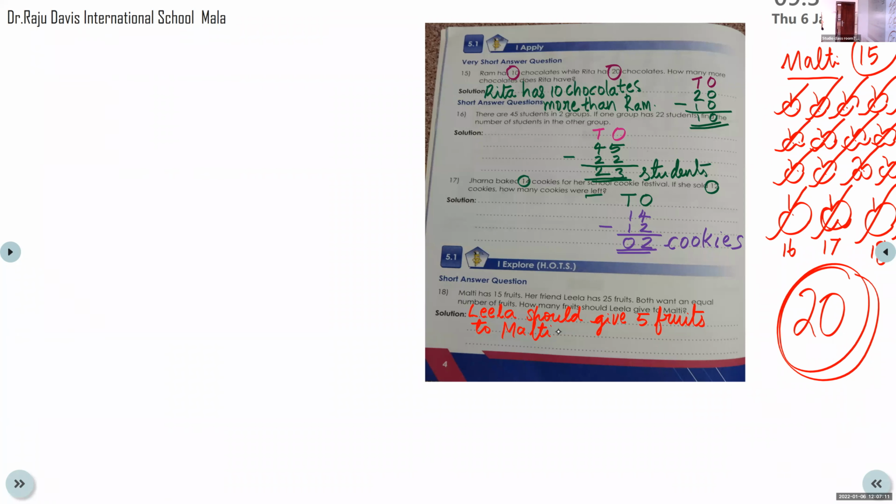Malati will become 15 plus 5, 20. Then Leela, 25 minus 5, 20. Leela should give 5 fruits to Malati.